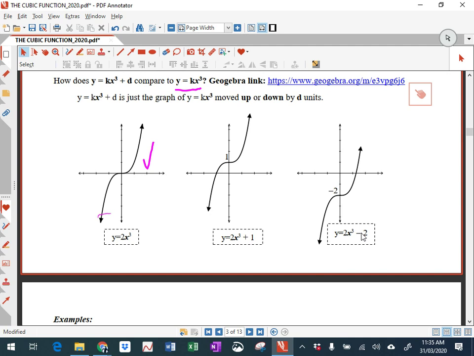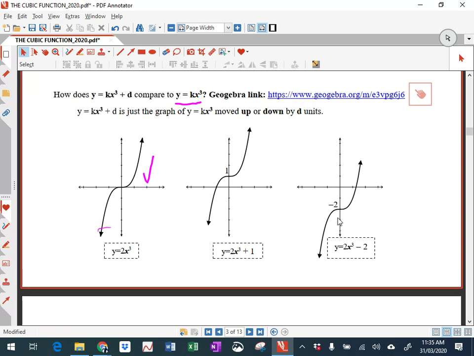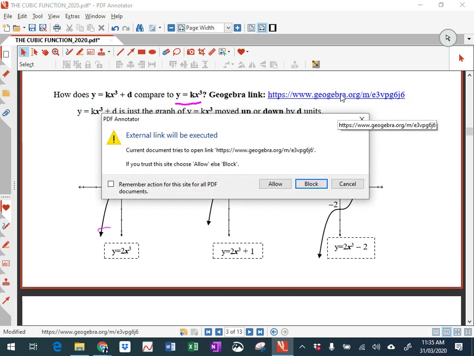And what about 2x cubed minus 2? Well, that's just the first graph here, moved down by 2 units. Now there's a little GeoGebra app here, a web page. Just click on that and you can see how that works.